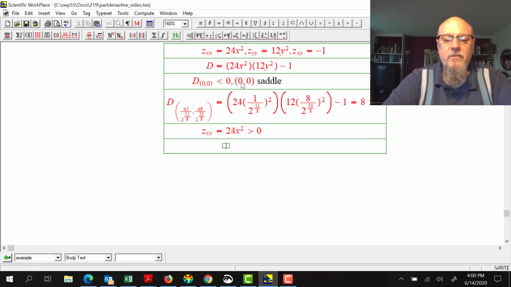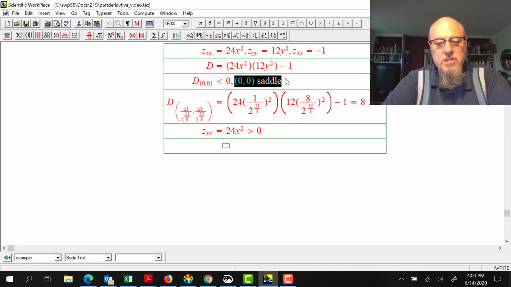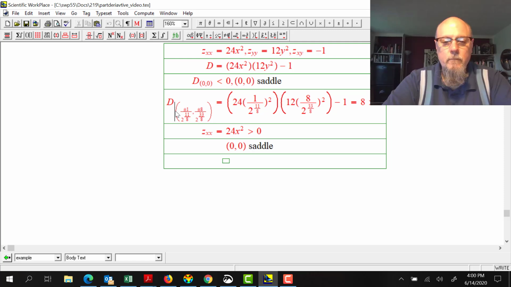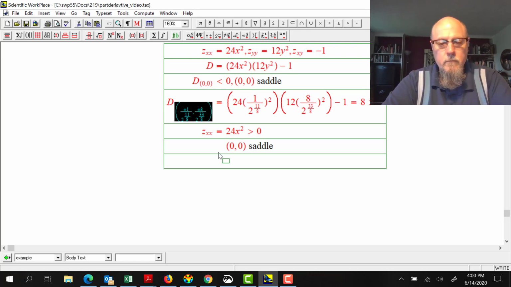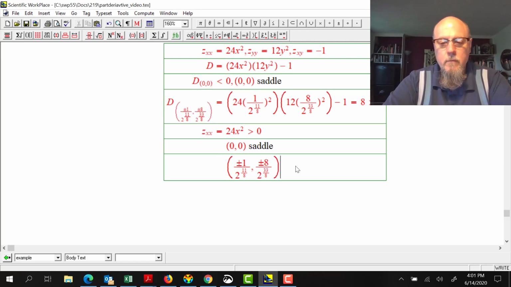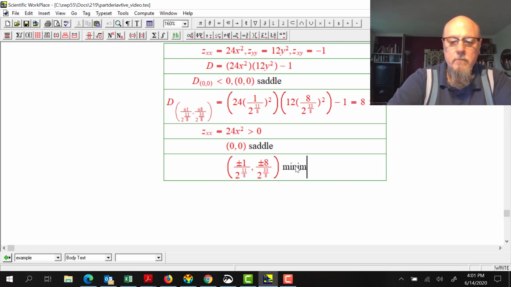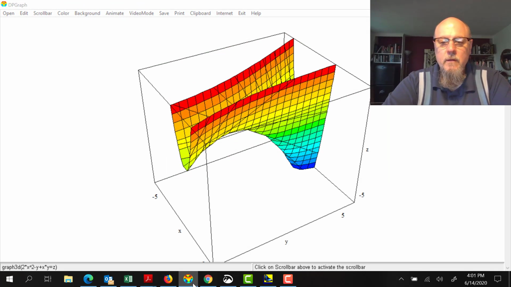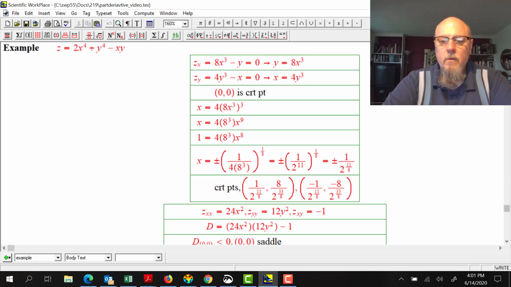So let's finish our question by finishing the answer. That's a saddle. And those are local minimums. What does this look like? Well, this is going to look like the first graph that I drew. To me, it looked like a pair of pants.